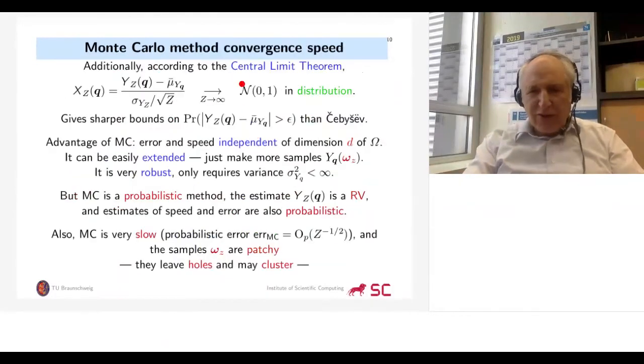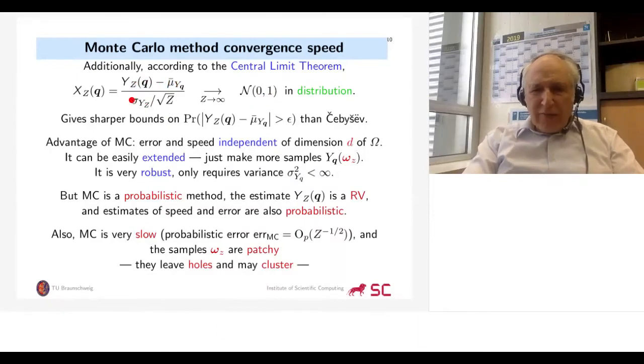The central limit theorem tells us that asymptotically, as Z goes to infinity, this is a standard normal Gaussian random variable. So a Gaussian random variable, which has expected value 0 and standard deviation 1. So you see, subtracting the mean makes it 0 mean, okay? And dividing by this gives it variance 1. And then by taking the normal distribution, we can compute much sharper bounds.